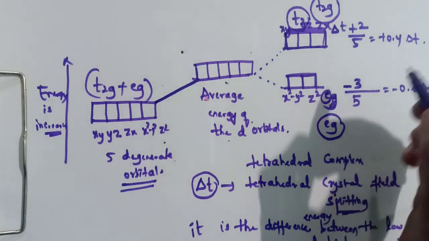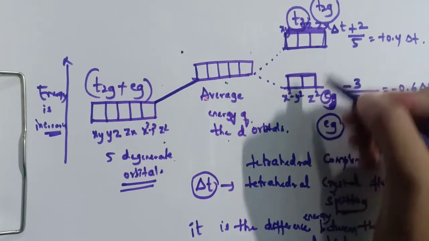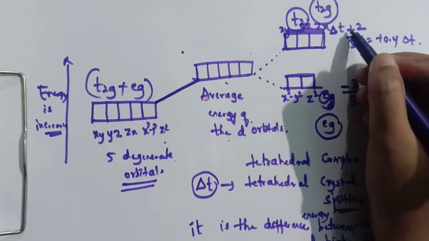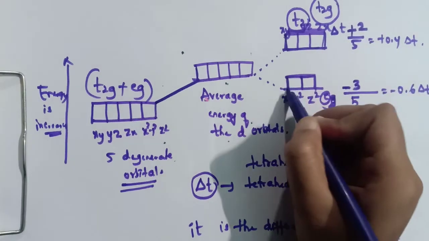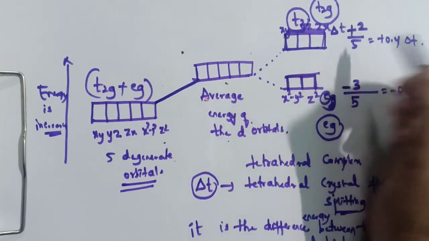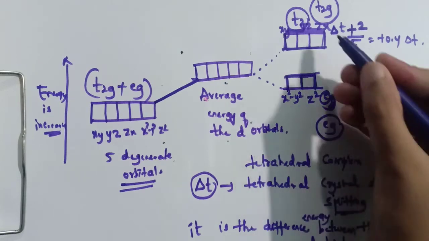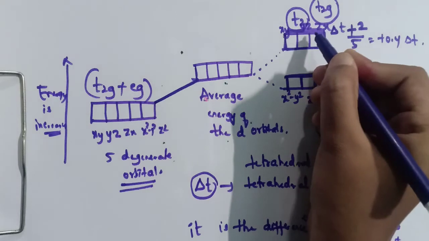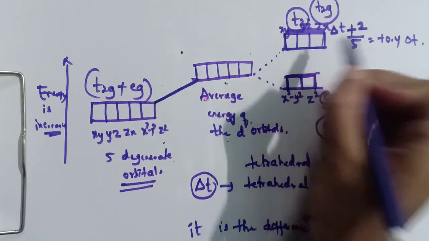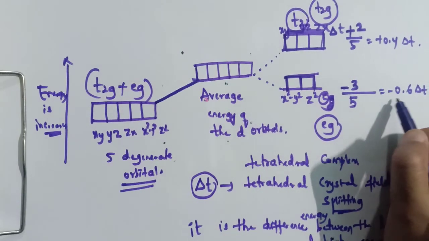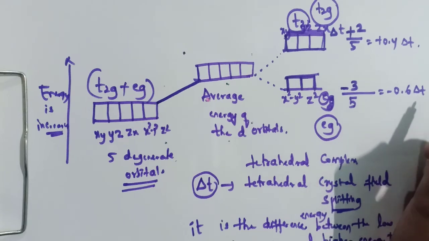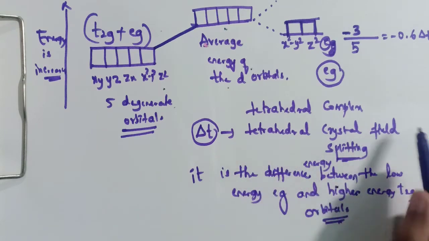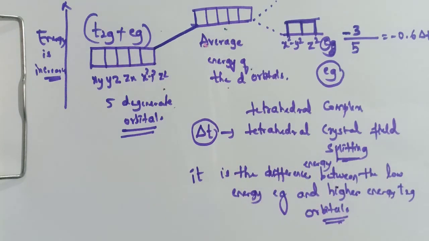Here to calculate this, here is a simple trick. Among the 5 orbitals, it is increased by these plus 2 orbitals, so it is plus 2 by 5. Among 5 orbitals, it is decreased by these minus 3 orbitals, so it is minus 3 by 5, equals minus 0.6 delta T. Here delta T means tetrahedral crystal field splitting.